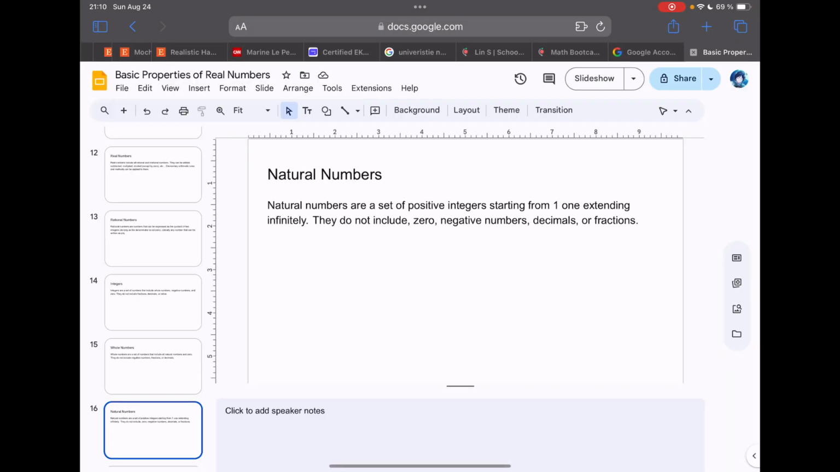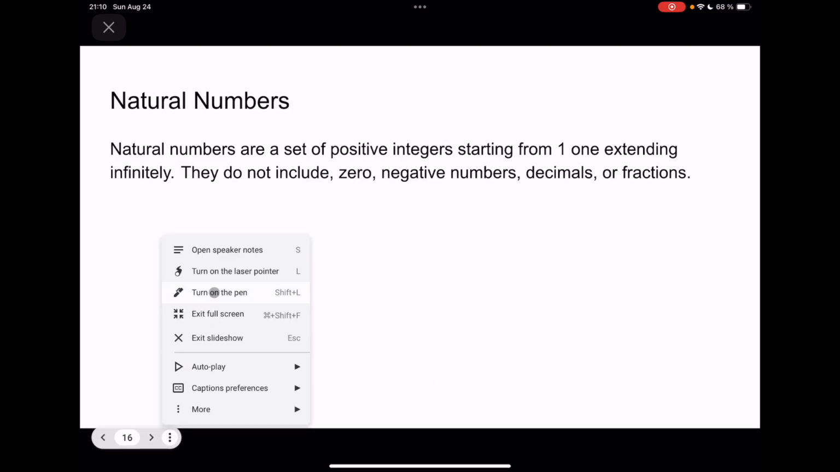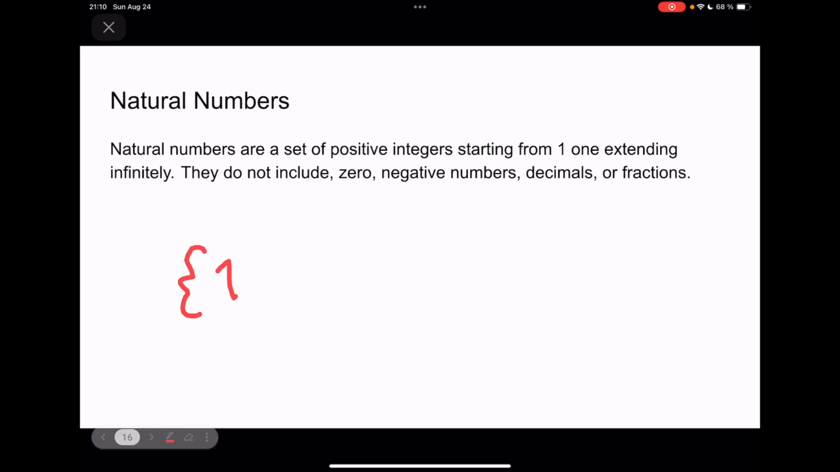There's no 0. And there are no negatives, okay? Decimals, fractions, and so on. So your natural numbers are just going to be 1, 2, 3, and it just goes on forever.